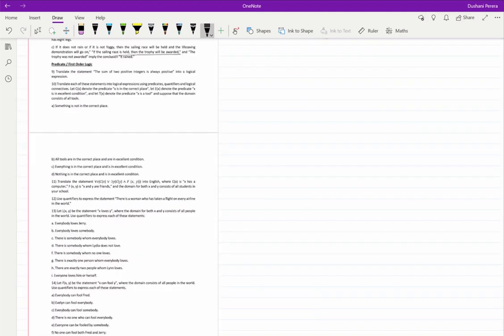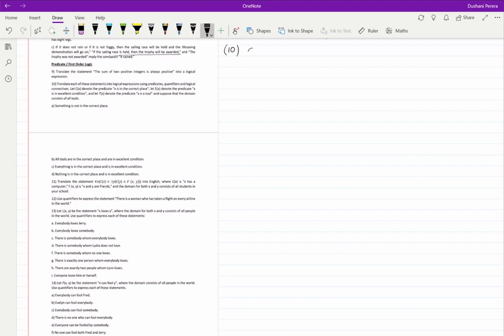Let's move to question number 10. Translate each of the following statements into logical expressions using predicates, quantifiers, and logical connectives. So all this time what we were discussing was propositional logic, and now we're moving into predicate logic as the heading suggests. So here we have predicates.